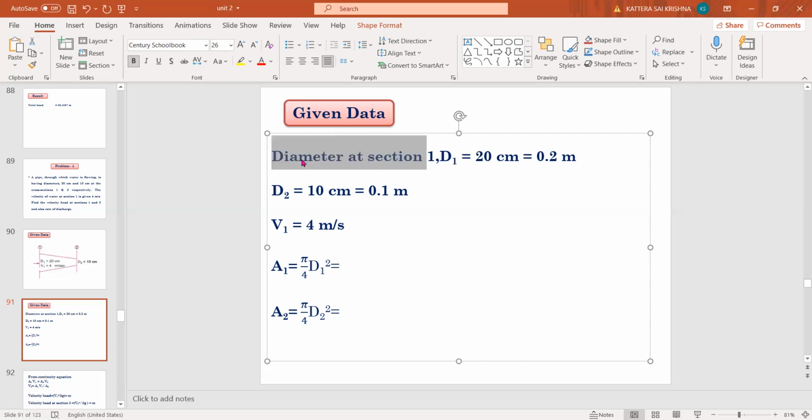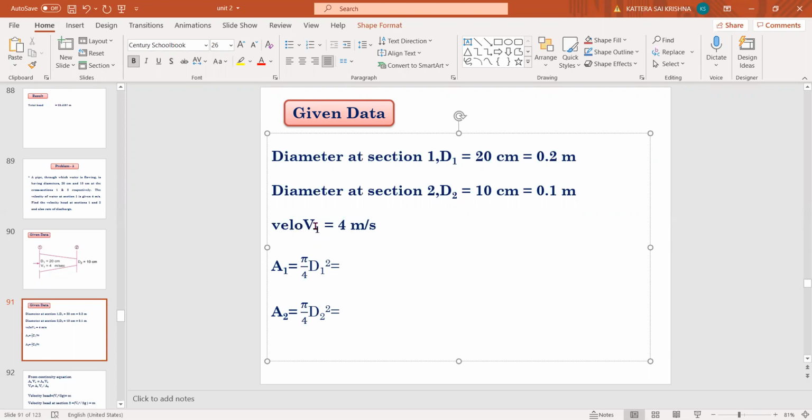Similarly, diameter at section 2 is D2. Please write down fully like this in the exam. At present, you can write D1 directly if you wish, but it is better to practice writing fully. Diameter at section 2 is given as D2, that is 10 centimeter, so that is 0.1 meter. 10 by 100 is 0.1.